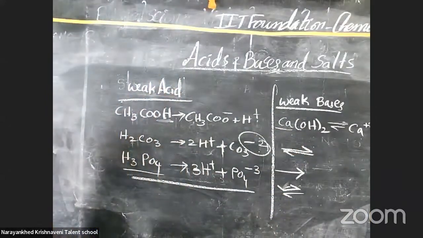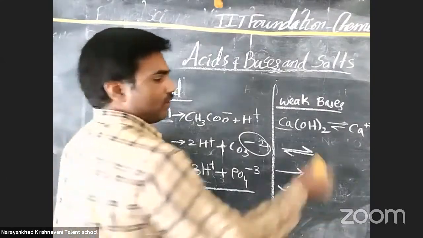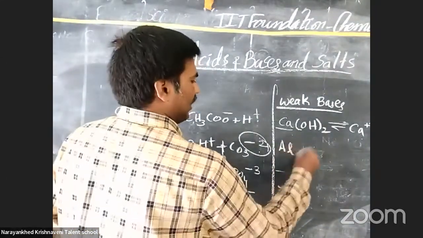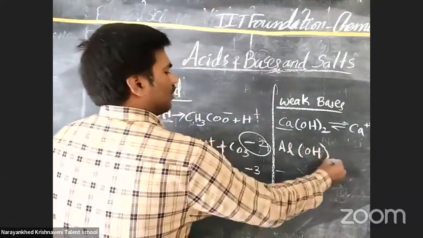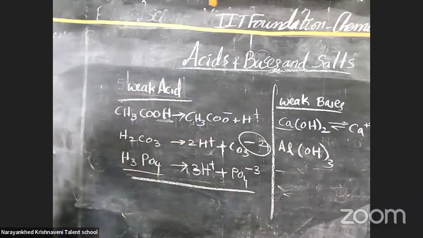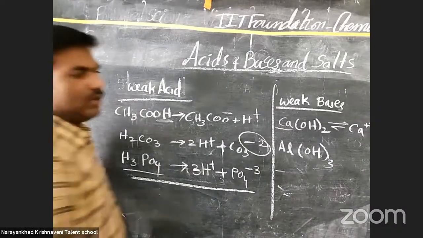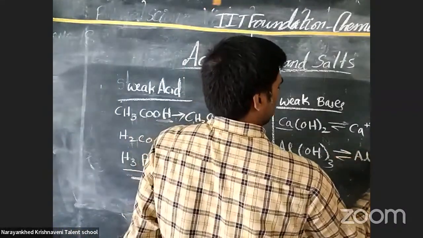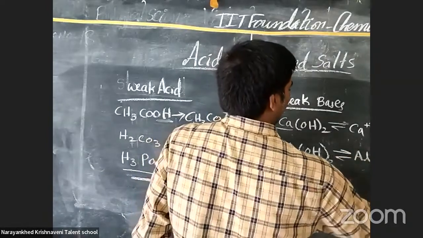And the next one is aluminum hydroxide. That is also a weak base only. Aluminum hydroxide, Al(OH)3, is produced for us. Now, aluminum plus 3 and 3 OH minus.